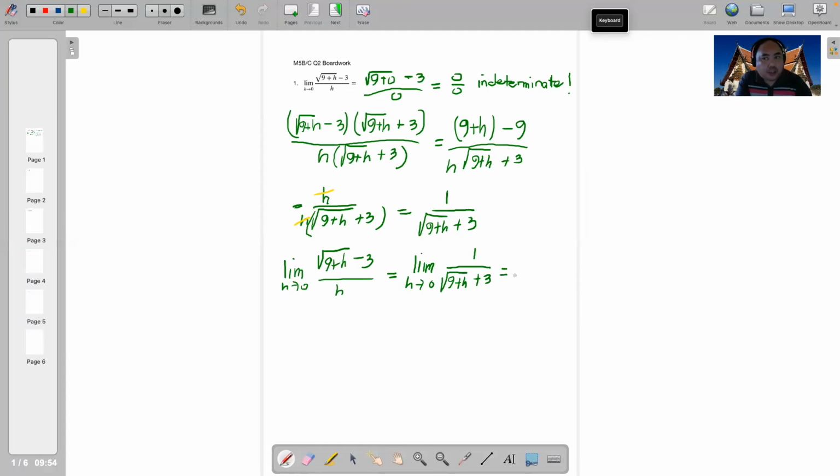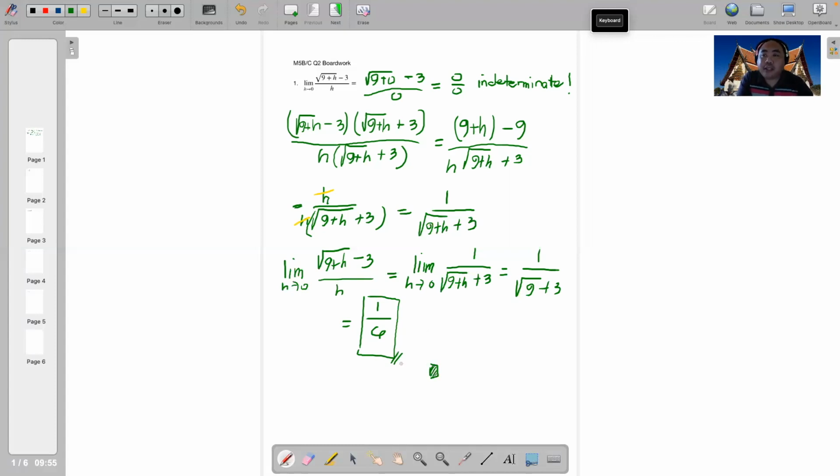And fortunately, the convenience of this is that when we do substitution now, this will give us 1 all over the square root of 9 plus 0, plus 3, or 1 all over 6. And there you go. The limit of the square root of 9 plus h minus 3 over h is equal to 1/6. And thus we have solved the problem.